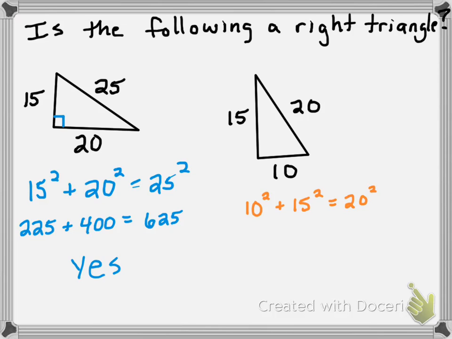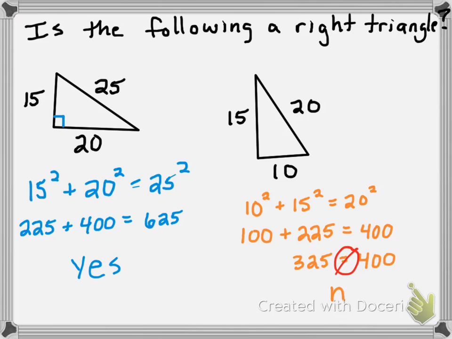Alright, so now let's work this out. 10 squared is 100, 15 squared is 225, and 20 squared is 400. Well, 100 plus 225 is 325, and that does not equal 400. So, no, this triangle is not a right triangle. Okay, so the first one was, the second one was not. See, the Pythagorean theorem was true for this one. It was not true for this one. And that's how you can tell if a triangle is a right triangle or not.